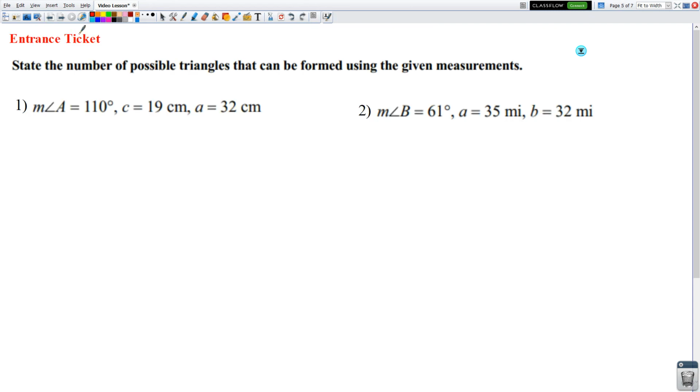So right now, as your entrance ticket, I'm going to be asking you to just state the number of possible triangles that can be formed using the given measurements.